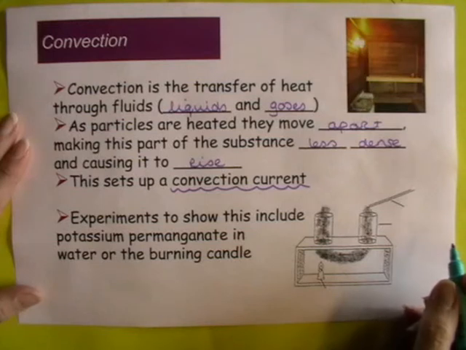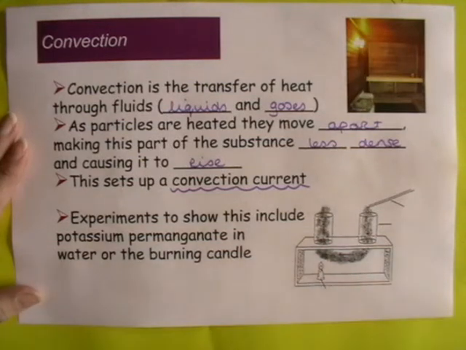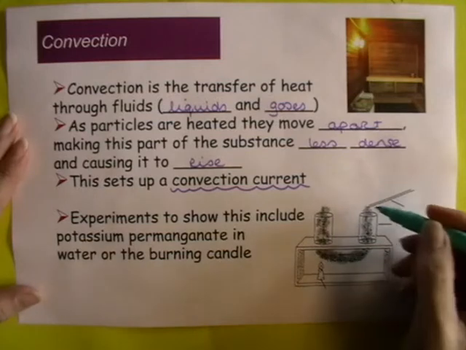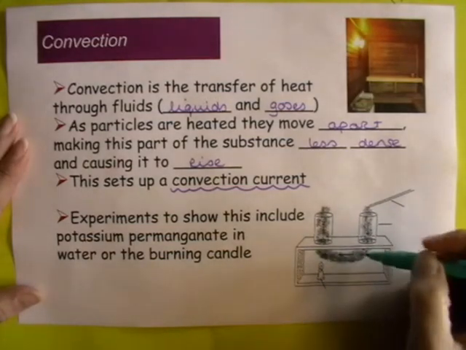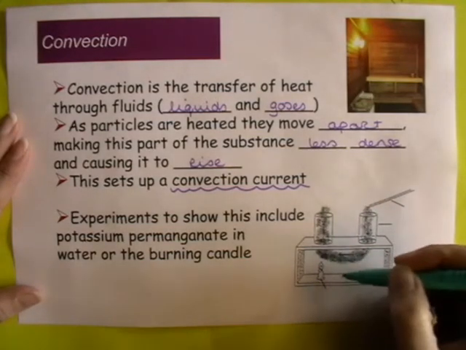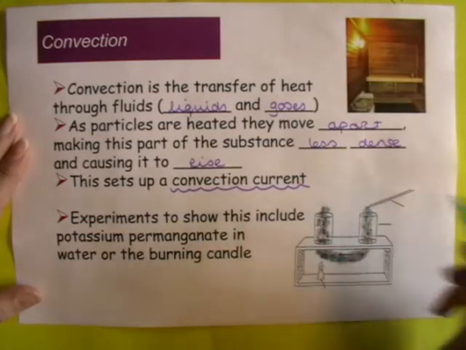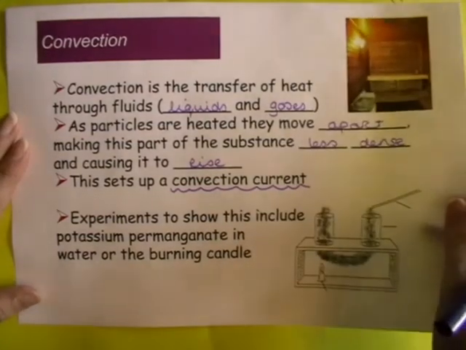The burning candle. If we have a burning candle within a box and we allow some smoke to come in one tube, we'll find that the burning candle will create the convection current that carries it out the other side of the box.